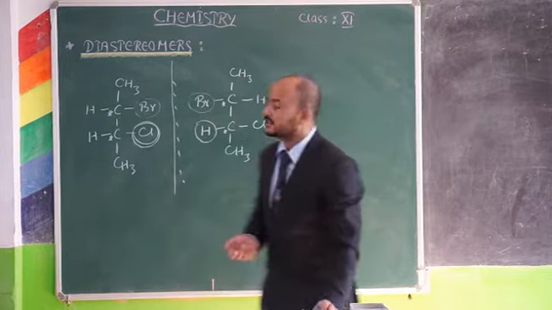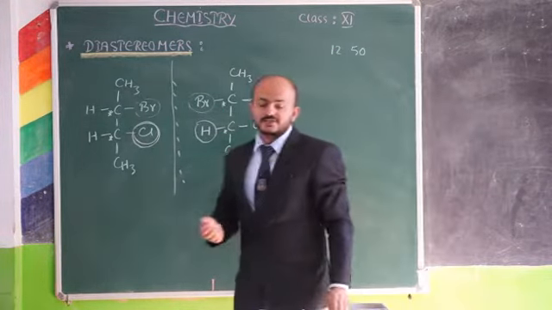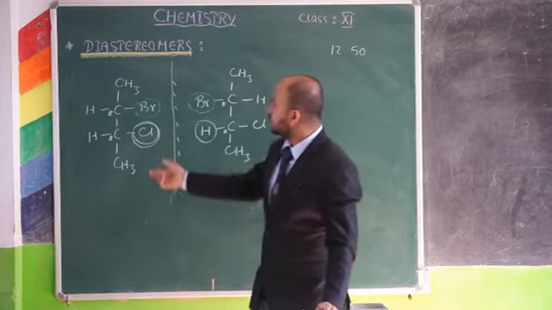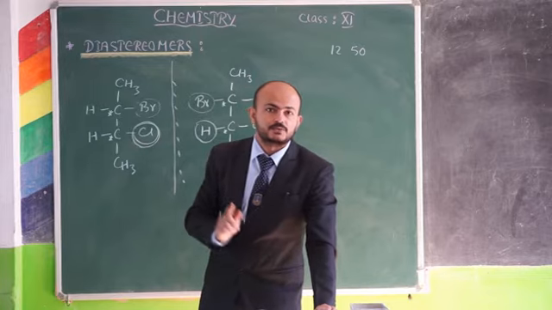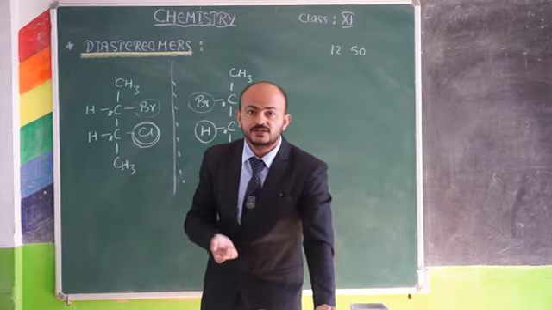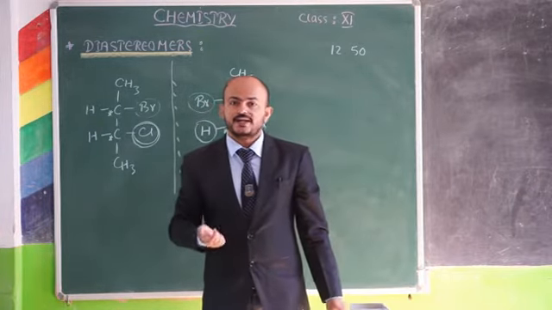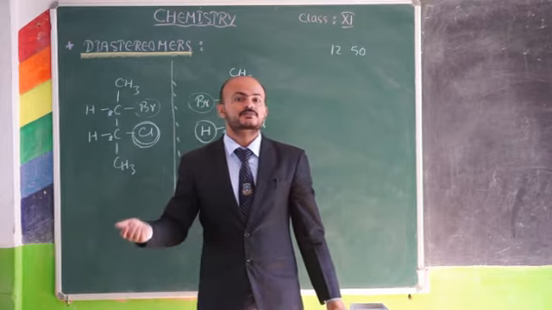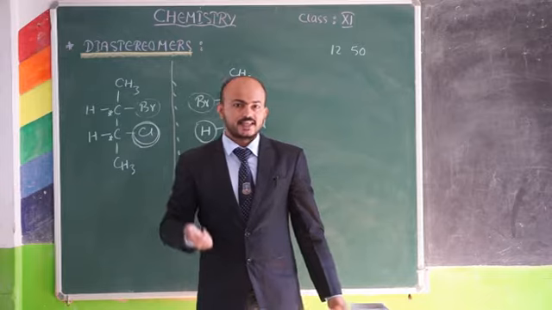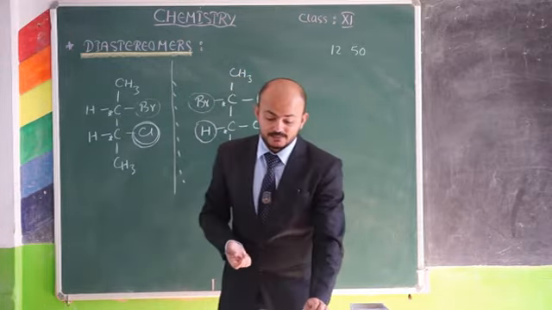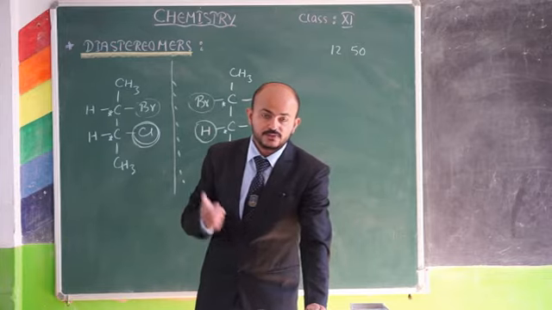So on page number 12.50, you have the difference between enantiomers and diastereomers. So diastereomers, now you know it, are optically active, but they are not mirror images of each other, whereas enantiomers are related as mirror images of each other. Now diastereomers have different physical properties, whereas enantiomers will have the same or similar physical properties. Whenever we come to chemical properties, the chemical properties of diastereomers will be similar, whereas that of enantiomers will be different.